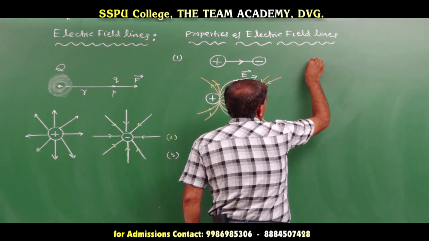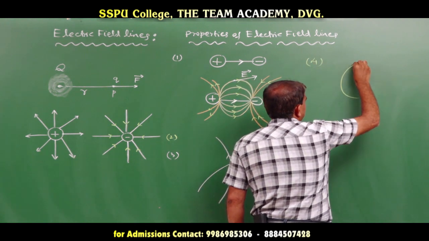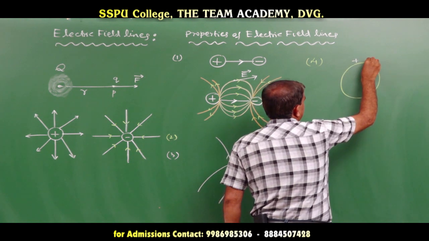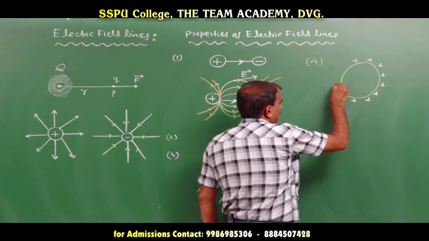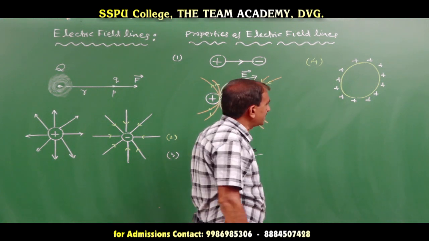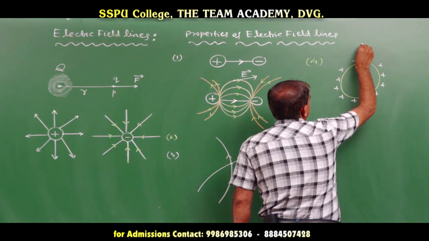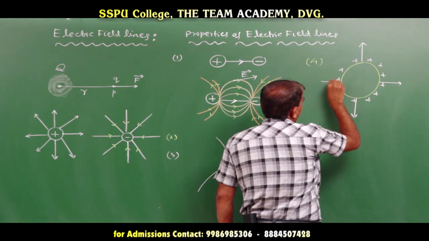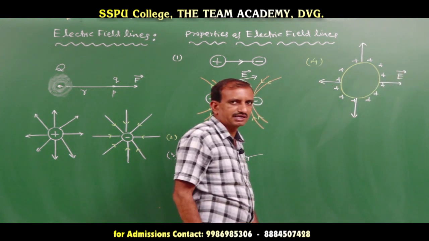For a uniformly charged spherical conductor, suppose this is a uniformly charged spherical conductor. These are the charges. Positive charges are uniformly distributed on the surface of the conductor. Then the electric intensity is directed perpendicular to the surface of the charged spherical conductor.